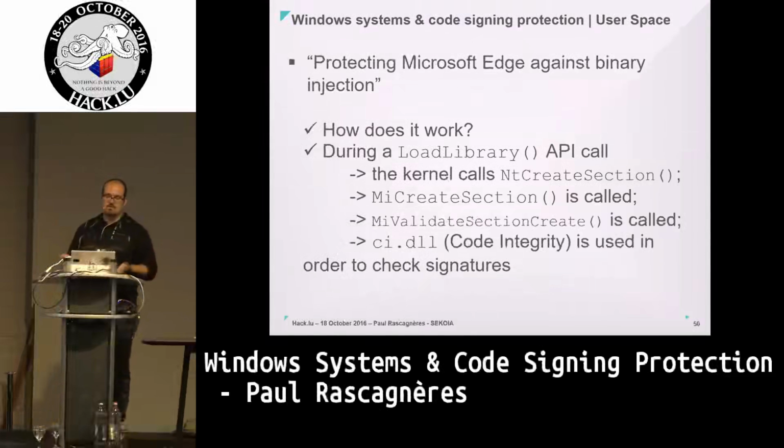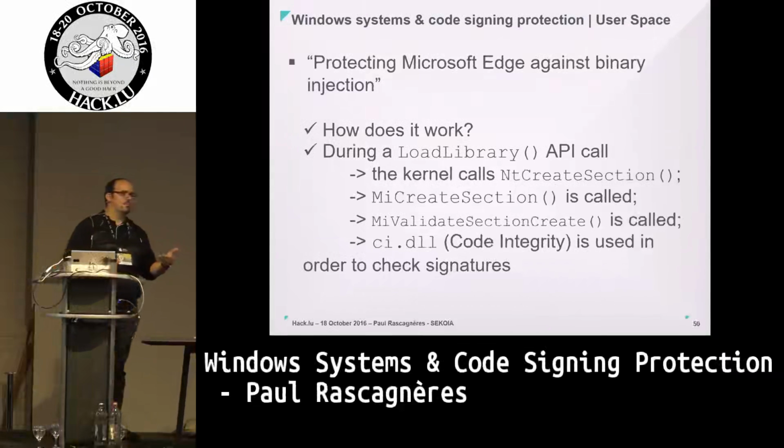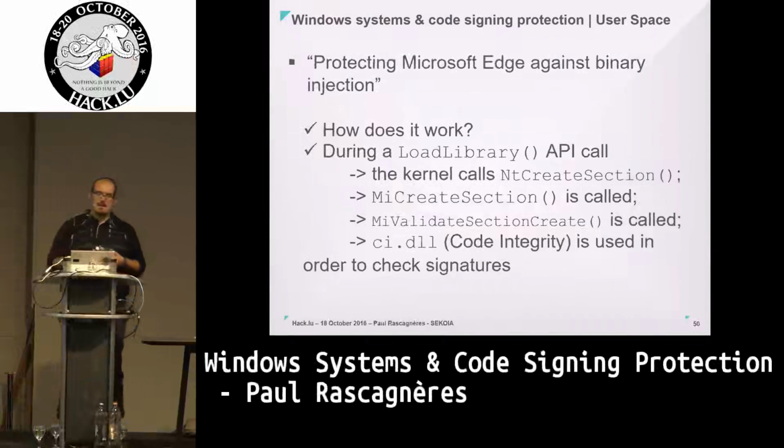How does it work in reality? When you make a load library inside of this kind of protected process, inside of Edge, for example, if you try to call load library, it asks for memory allocation to store this library inside of the process. And during the creation of the memory allocation, it uses CI.dll, so code integrity. And if the library you try to load in memory is not signed by Microsoft, for example, the memory allocation fails, and you cannot load the library.